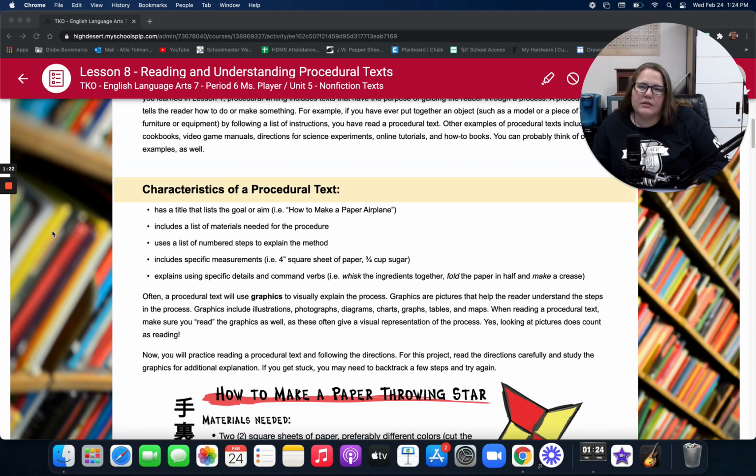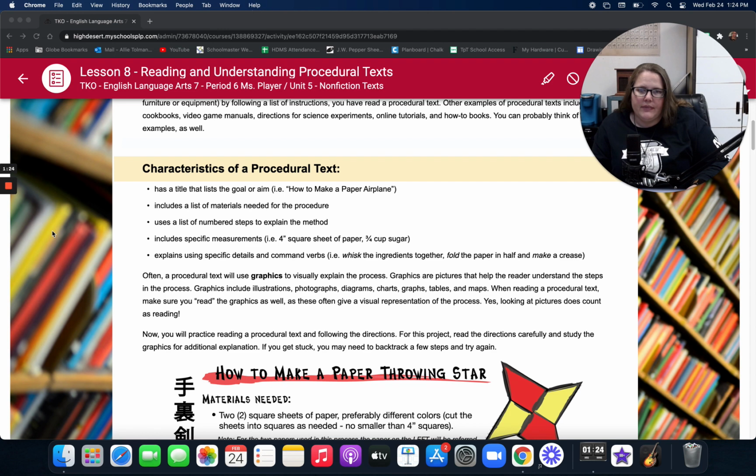Here are some characteristics of a procedural text. It has a title that lists the goal or aim, which is how to make a paper airplane. It includes a list of materials needed for the procedure. It includes a list of numbered steps to explain the method. It includes specific measurements, for example, a 4-inch square sheet of paper, 3/4 cup of sugar, those kinds of things. It has explanations using specific details and command verbs: whisk the ingredients together, fold the paper in half, and make a crease.